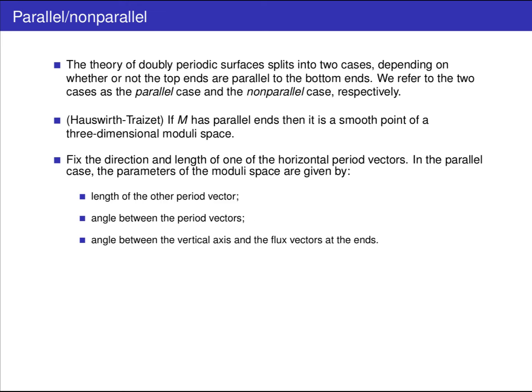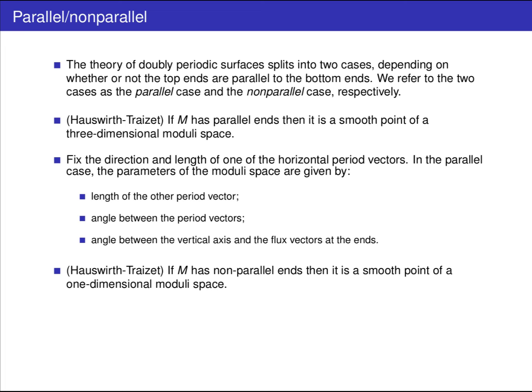three-dimensional moduli space. If we fix the direction and length of one of the horizontal period vectors, in the parallel case, the parameters of the moduli space are given by the length of the other period vector, the angle between the period vectors, and the angle between the vertical axis and the flux vectors at the ends.